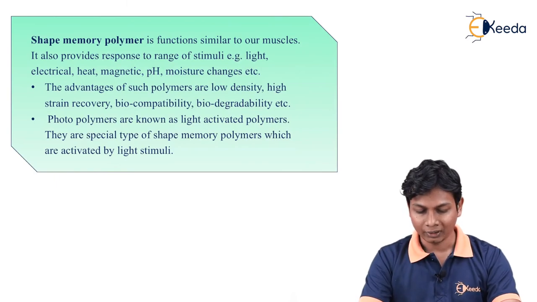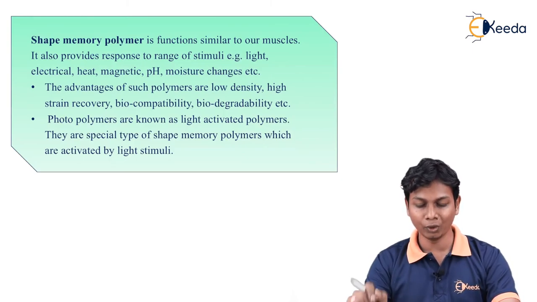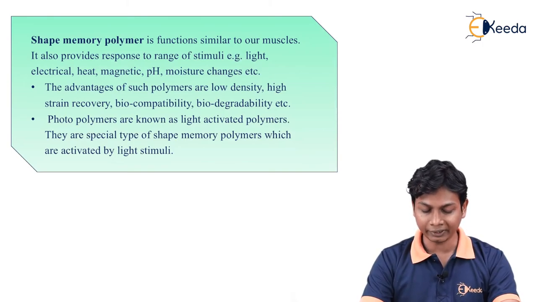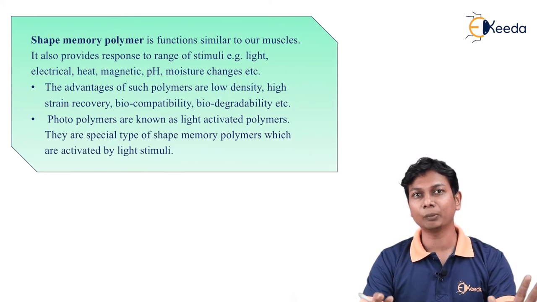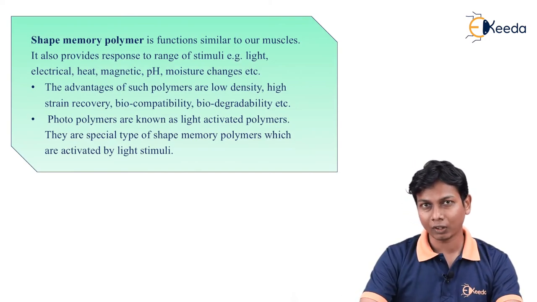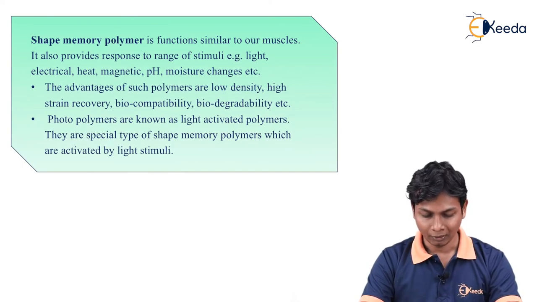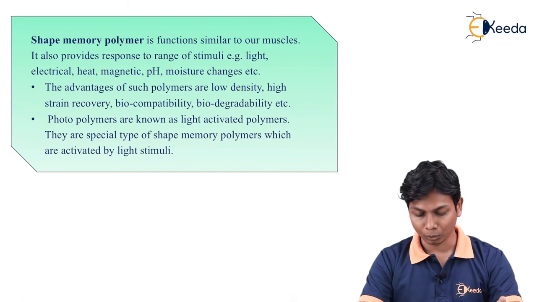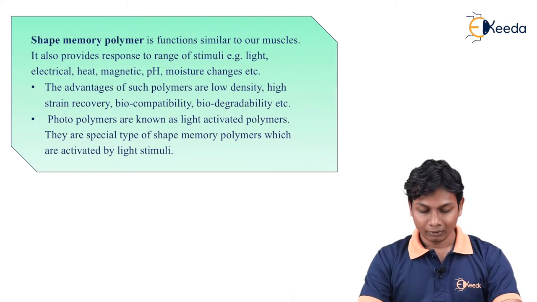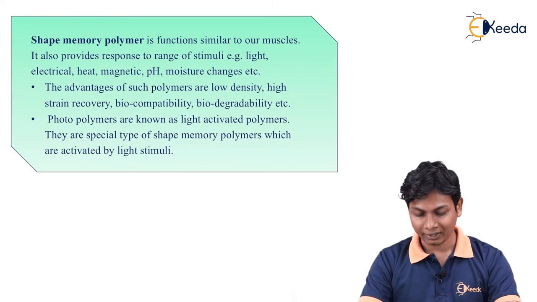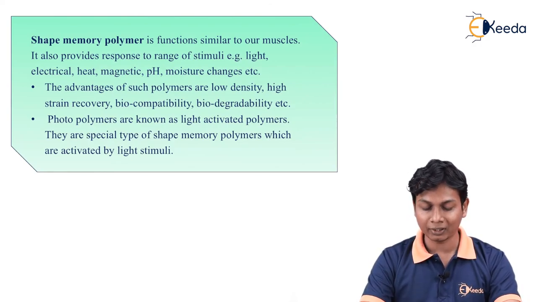The shape memory polymer functions similarly to our muscle. It responds to a range of stimuli, for example, light, electrical, heat, magnetic, pH, and moisture changes. So what physical parameters can we consider? That is also one of the parts of the sensor that is sensed here by the shape memory polymer. The advantages of such a polymer are low density, high strength, recovery, biocompatibility and biodegradability. The photopolymers are also known as light activated polymers. They are a special type of shape memory polymer which are activated by light stimuli.